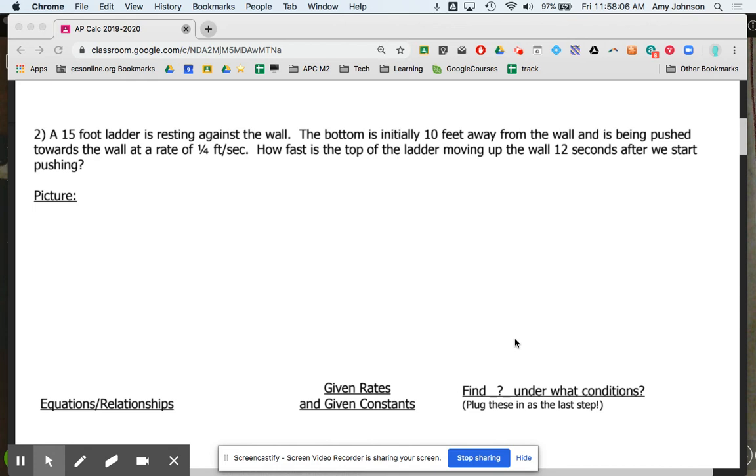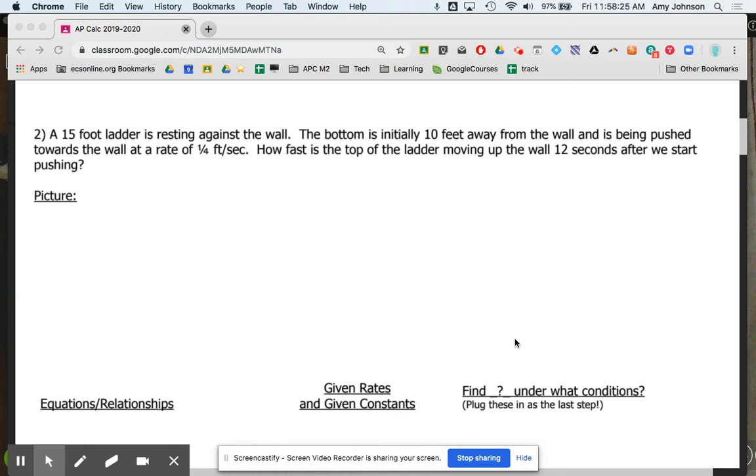Okay, hi, this is question number 2 from the related rates worksheet, the one that says easy, and I think it says goes with card game. Again, if you haven't looked at the related rates cards and the lesson from, I think, April 8th, you should look at that before you do these.